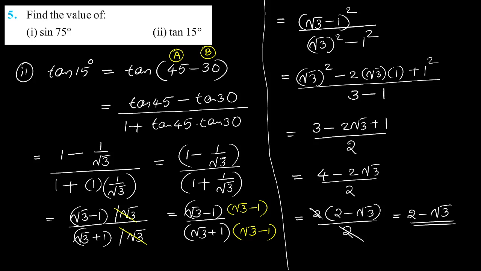So don't forget, 75 is written as 45 plus 30. 15 degree is written as 45 minus 30. So all of you please write down. If you have written and have no doubt, please raise your hand.